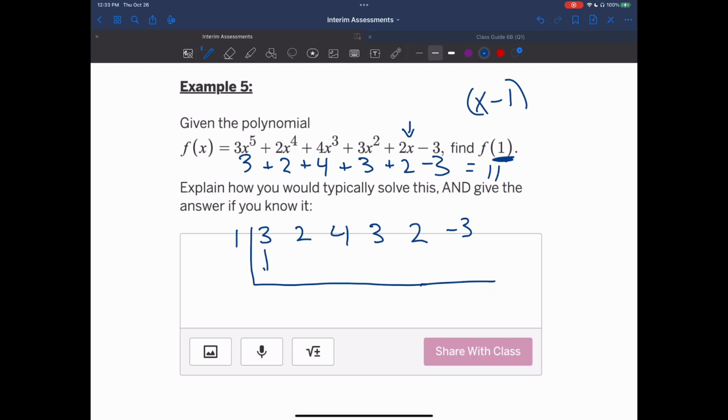So let's try it. Bring down my 3. 1 times 3 is 3. 3 plus 2 is 5. 5 times 1 is 5. 4 plus 5 is 9. 1 times 9 is 9.